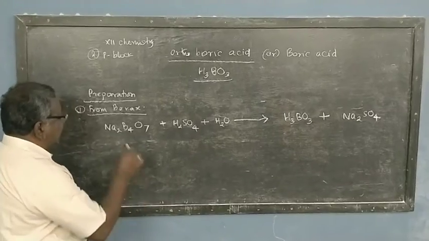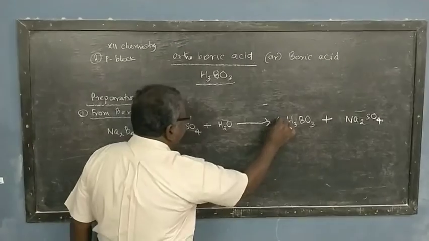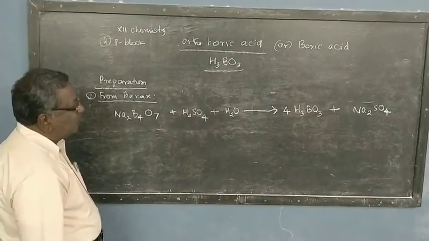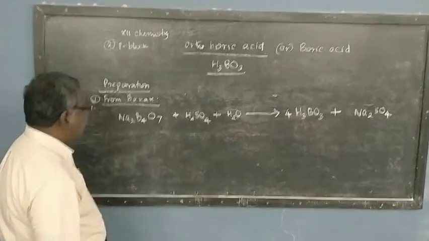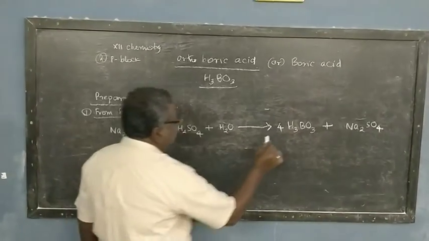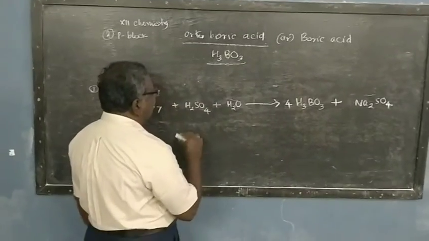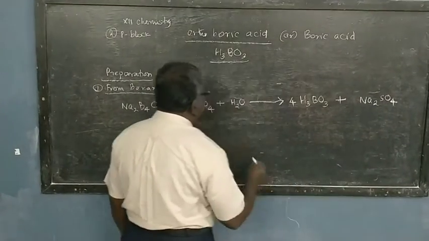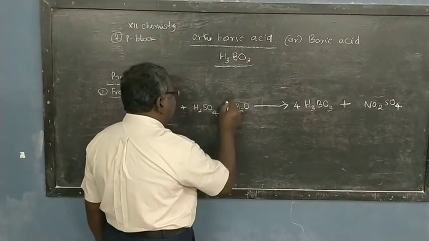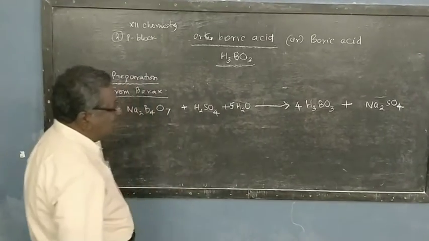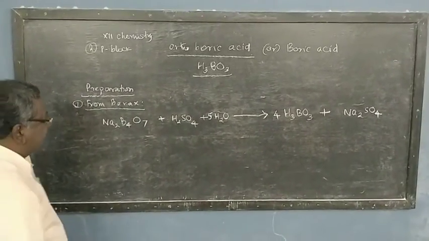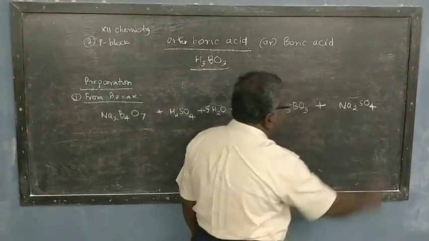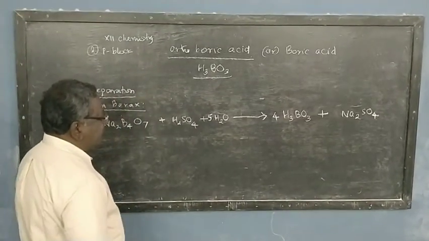Now to balance it. There are 4 boron, so multiply this by 4. There are 2 sodium, therefore there are 2 sodium, right? Then how many hydrogen here? It is 4 into 3, 12. 12 we have, 2 here and 2 here. We should not put any number here because sulfate will be disturbed. Therefore, we have to put 5 water molecules. So 5 into 2, 10, 10 plus 2, 12. Others are balanced. Now, oxygen: 7 plus 4, 11, 11 plus 5, 16. 4 into 3, 12, 12 plus 4, 16. So that's how the equation is balanced.